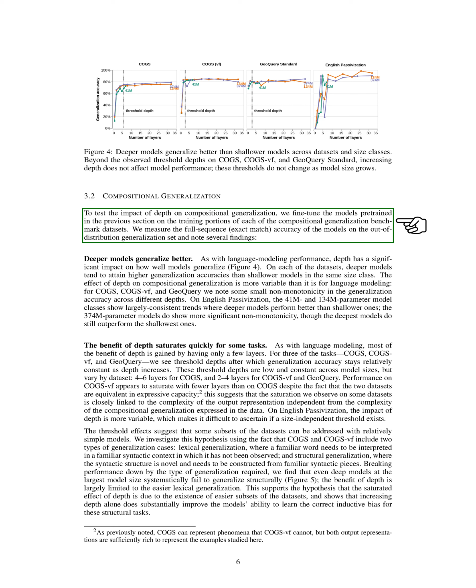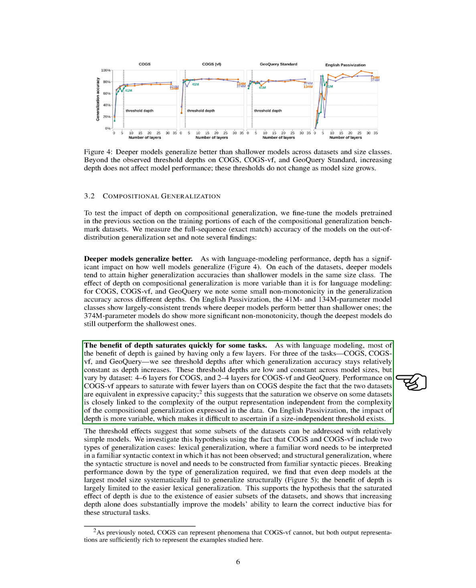We found that deeper models generally perform better. However, the effect of depth on compositional generalization varies across different tasks. For some tasks, most of the benefits of depth are gained by having only a few layers. After a certain number of layers, the generalization accuracy remains relatively constant as depth increases. This threshold varies by dataset.